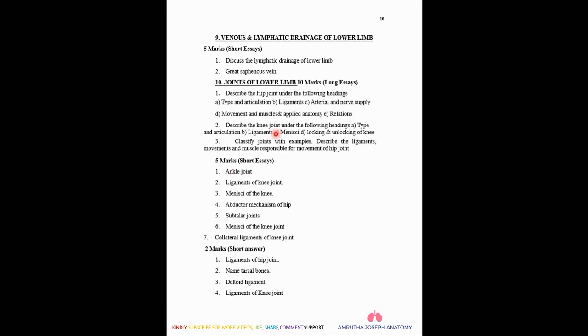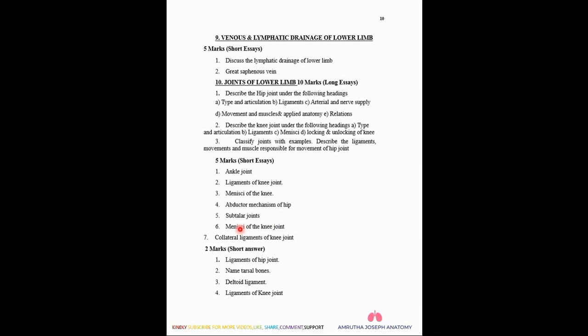Menisci of knee, abductor mechanism of the hip joint. So it's an unusual question, but can be asked. Subtalar joints, menisci of knee joint. So again, menisci is asked again and again. You have to mention about the clinical aspect of menisci. Collateral ligaments of knee joint. Write about that.